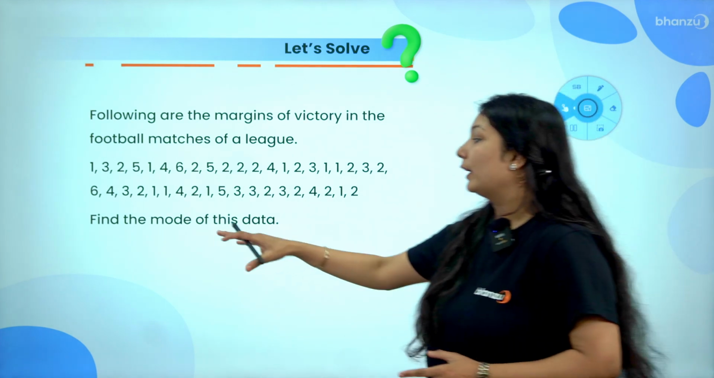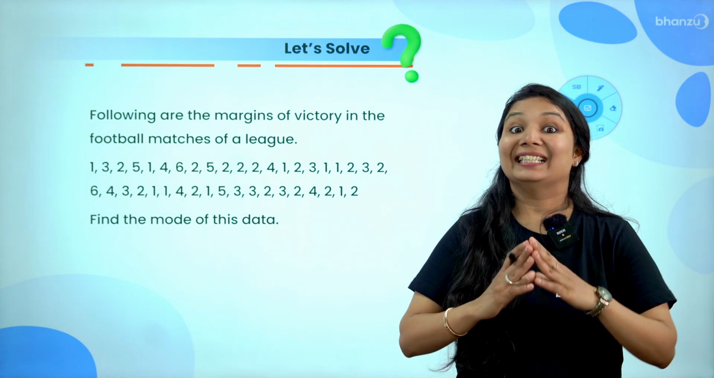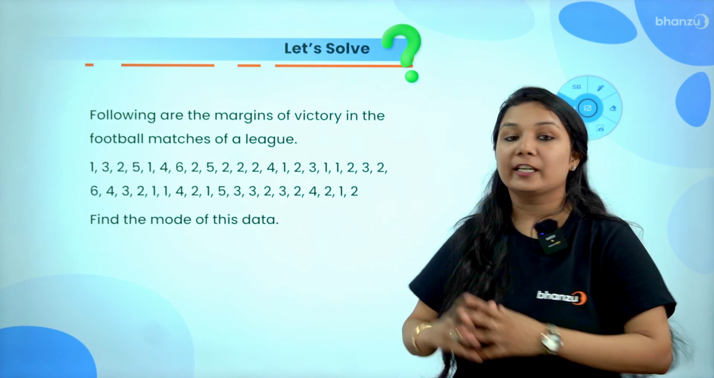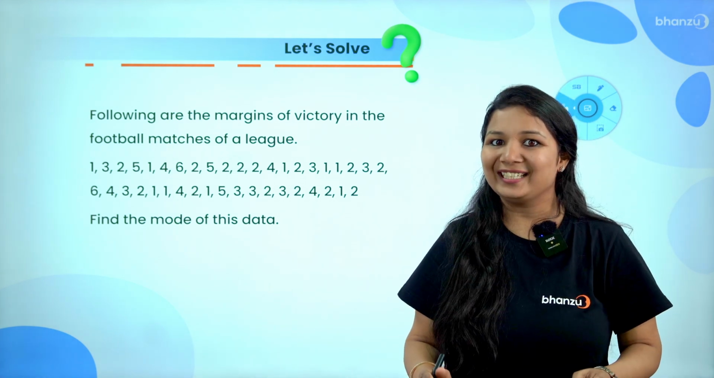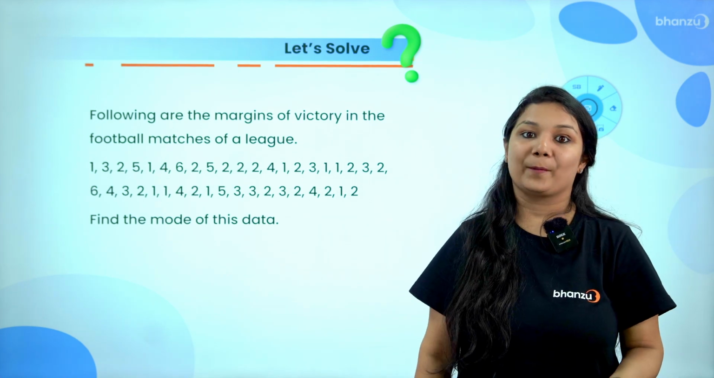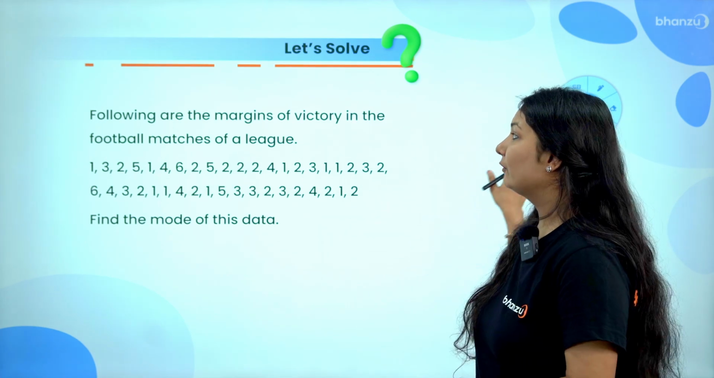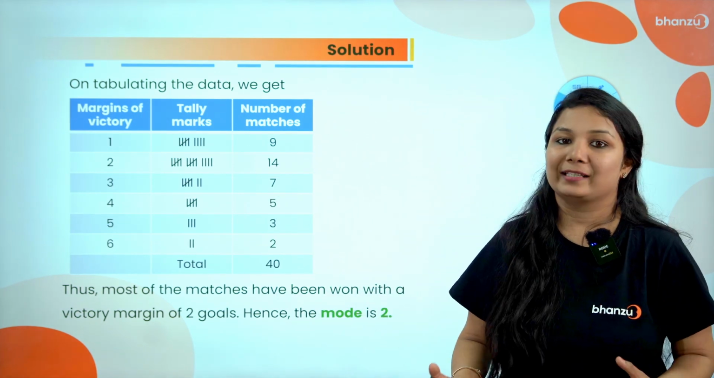Okay, find the mode. But this time we have too many observations. That means it is a large data. So what do we do in such case? Remember what we learned? We have to make a table. We have to tabulate the data, right? There we have tally marks also and number of matches, that is actually the frequency.